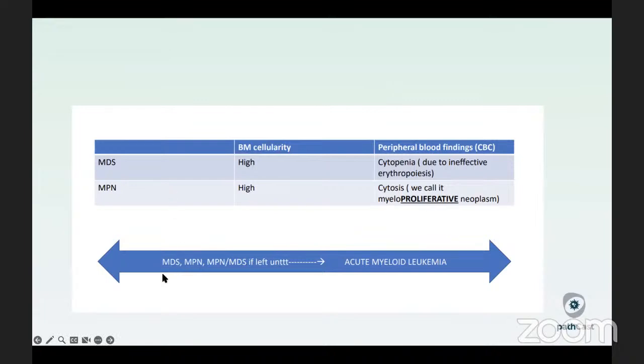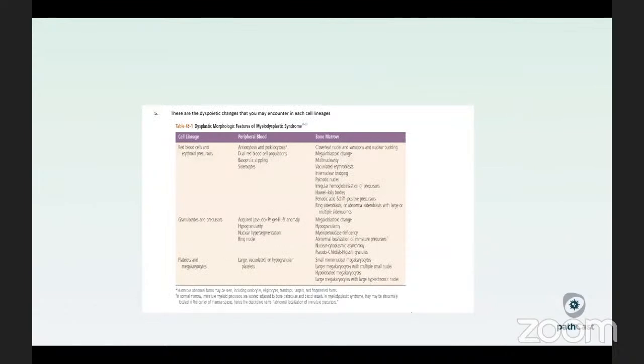All these categories, MDS, MPN, and the MDS/MPN overlap, if left untreated, can progress to the worst case scenario, which is acute myeloid leukemia. Starting with MDS, there are some specific dysplastic morphologic features we can see in the peripheral blood or bone marrow. The ones we usually depend on in clinical practice in the peripheral blood are in granulocytes. We can see hypogranularity, hypo or hypersegmentation, and acquired pseudo-Pelger-Huët abnormality. These are the common things.